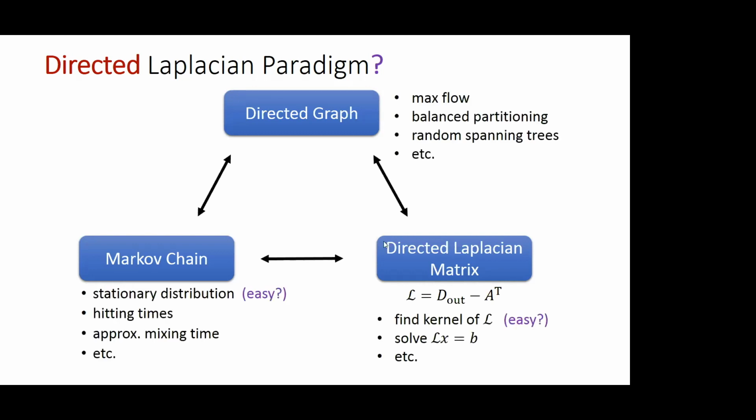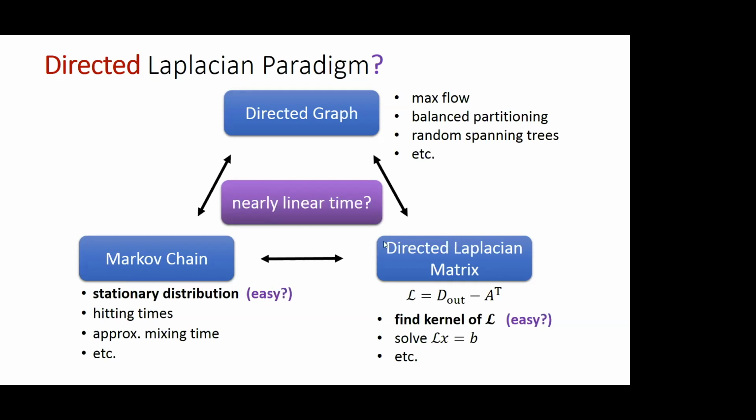And then we can ask all these problems again in a directed setting. You could, once again, try to find the kernel of these matrices, compute the stationary distribution, which remember were easy in undirected graphs, and everything else that you would potentially want to do. And once again, ask, can we do this in nearly linear time? So in particular, for computing the stationary distribution and finding the kernel of a matrix, which, hello?